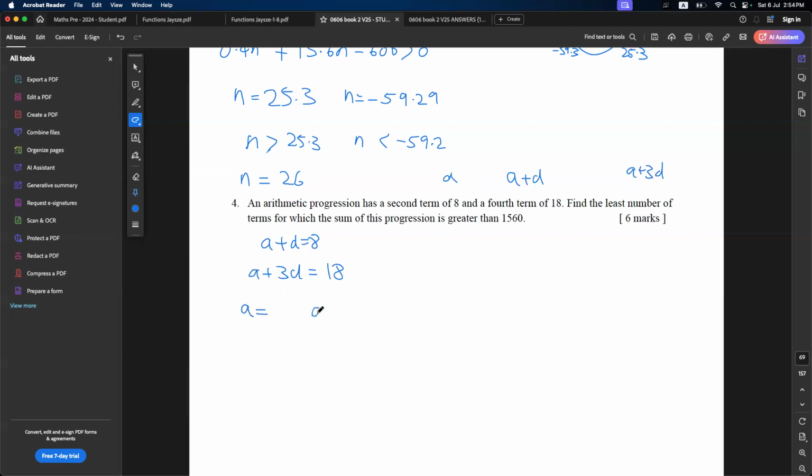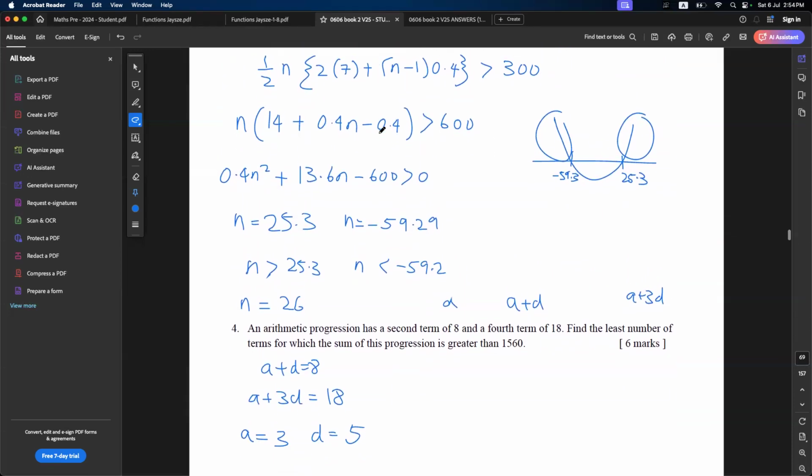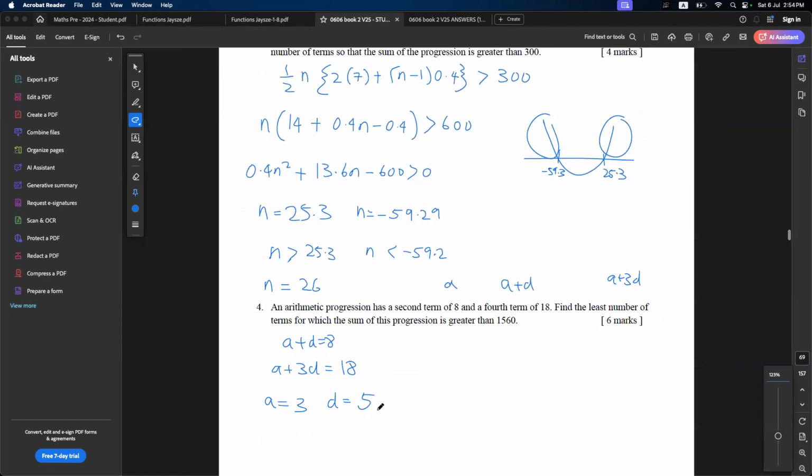A equals to, right? Then only the next part of the question: find the least number of terms for which the sum of this progression is greater than 1560. So it's exactly the same working as up here already. After you found this, the working is exactly the same here, just with different A and D values.